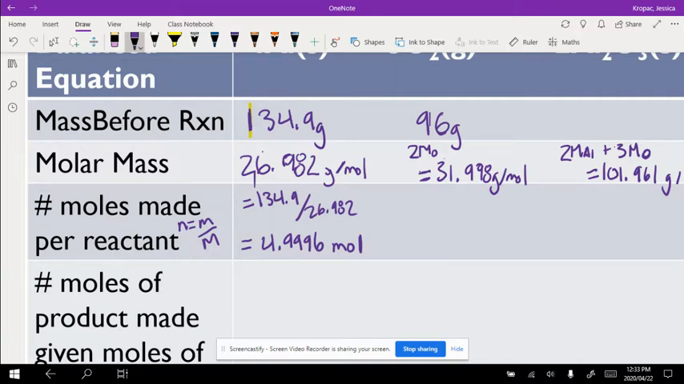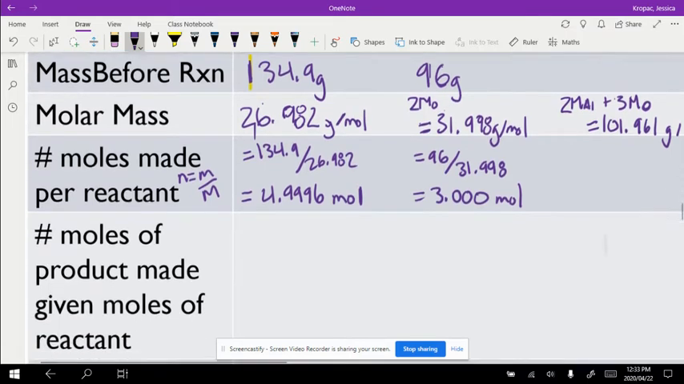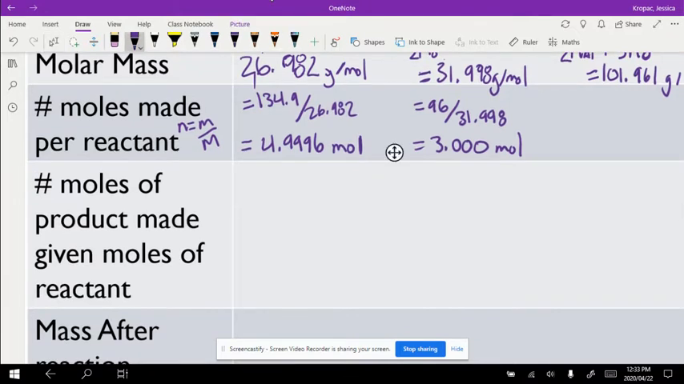Next up, let's figure out our number of moles of oxygen. So number of moles is going to be mass divided by molar mass. That's going to be 96. I'm going to divide that by my molar mass, 31.998. If I go ahead and divide those two numbers, I'm going to find 3.000 moles. All right, so now I've converted to moles. My next step after mass to moles is going to be that molar ratio. Again, I don't know which one is my limiting reagent yet, so I'm going to have to do it for both. So I'm going to start with my number of moles of aluminum.